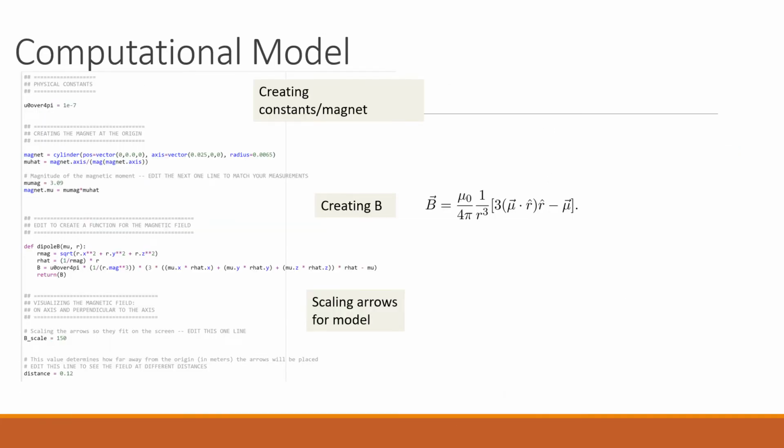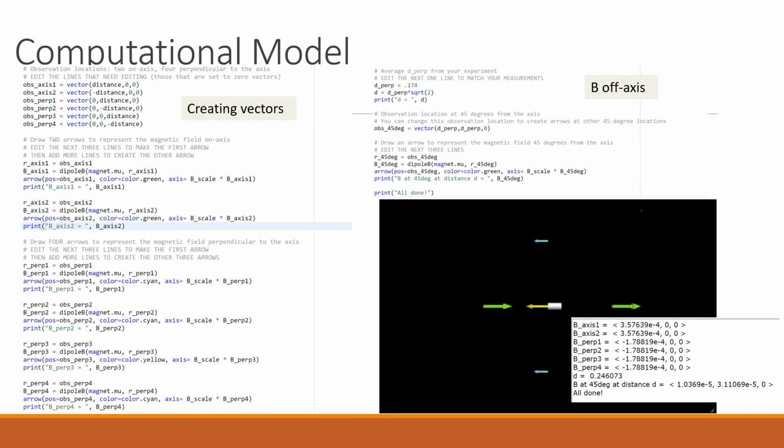For our computational model, we first created some constants. We created mu naught over 4 pi, as well as a cylinder that would represent the magnet. We created the magnetic field in this function right here using this equation, and then we scaled the arrows to allow us to better visualize them in the model. Over here we create each of the unique vectors that we'll be analyzing, as well as the off-axis experiment we discussed earlier. And here you can see each of the arrows visualized.